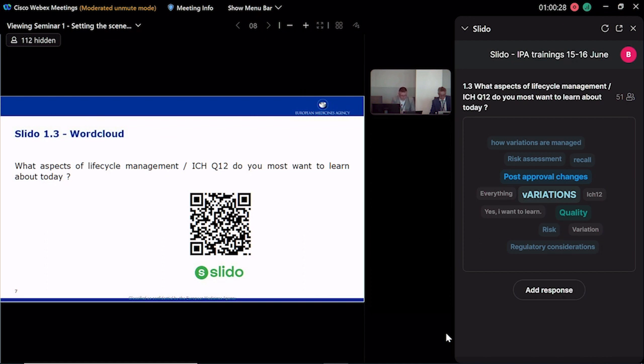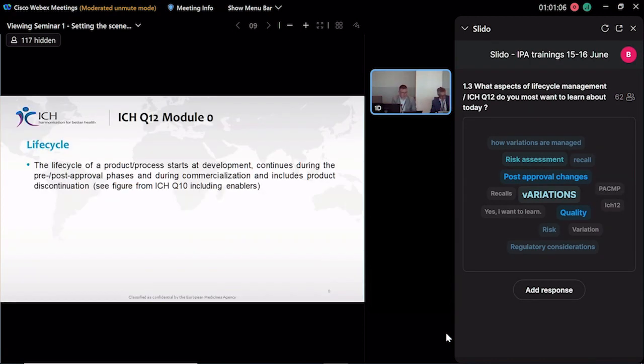Okay, so I can see on the screen variations are mentioned as a key word, post-approval changes, how variations are managed, lifecycle management, quality. The word risk appears a couple of times, risk assessment, regulatory considerations, and transparency, which I think is a really important one that's appeared there. So maybe we can keep this Slido open for a little while as we continue through the presentation, and we can look back at this word cloud towards the end to see if we've achieved our objectives.